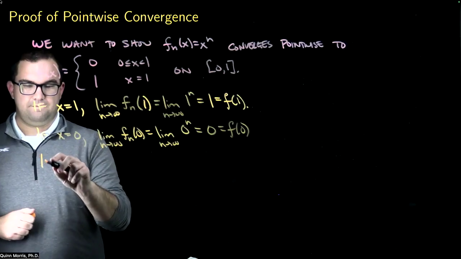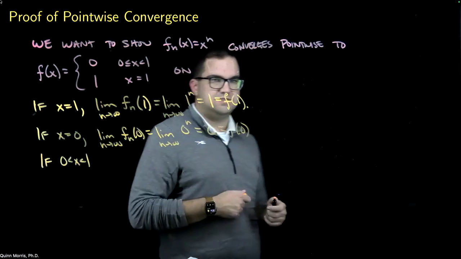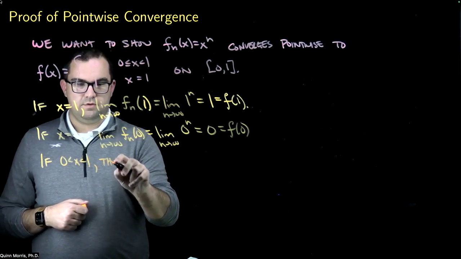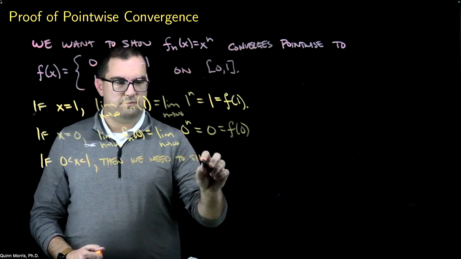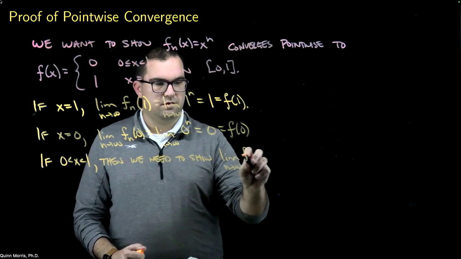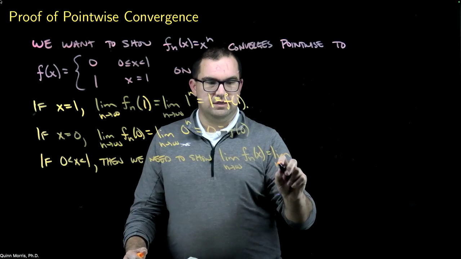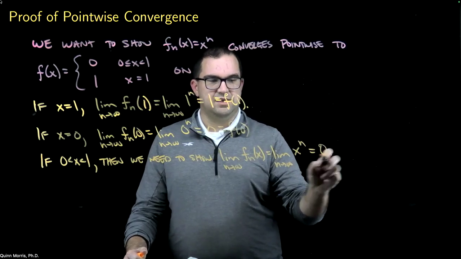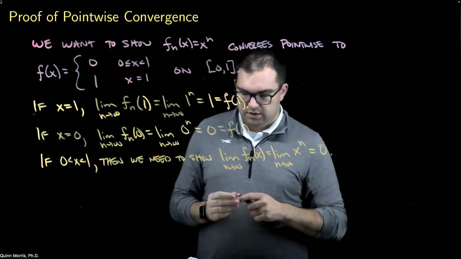So what if x is between 0 and 1? I've dealt with 0 and I've dealt with 1. Now we need to show that the limit as n goes to infinity of f sub n of x, which is just the limit as n goes to infinity of x to the n, is equal to 0, for a fixed x value between 0 and 1. Now, how do I do that?